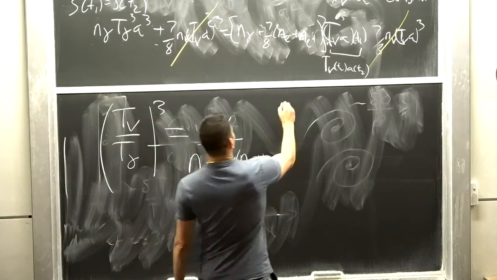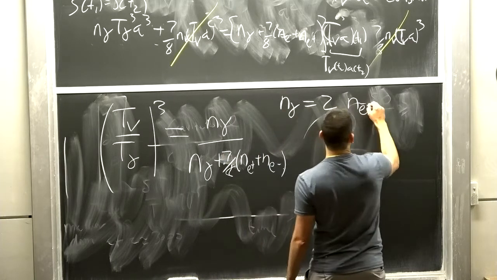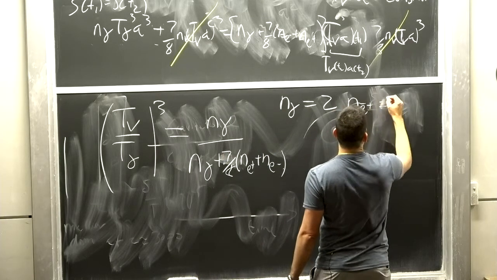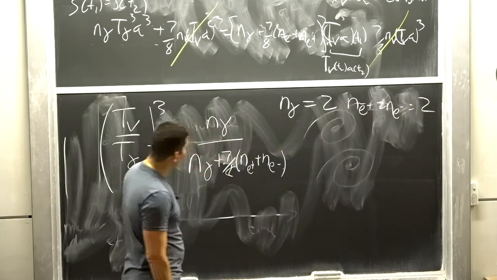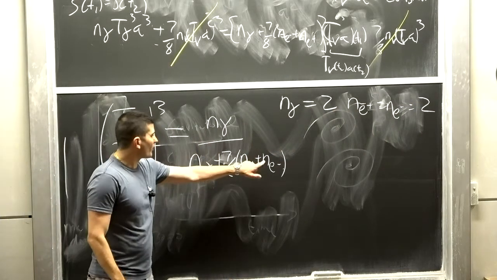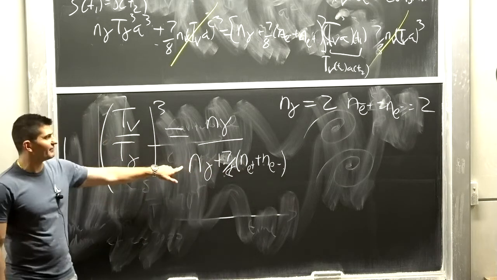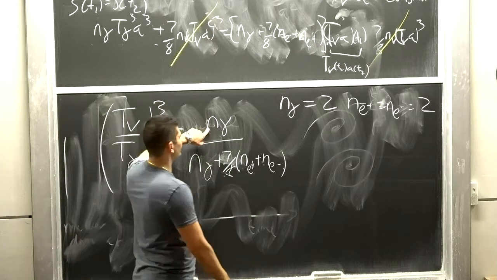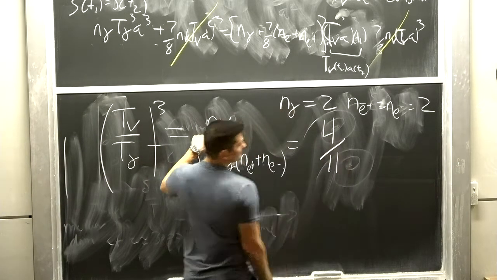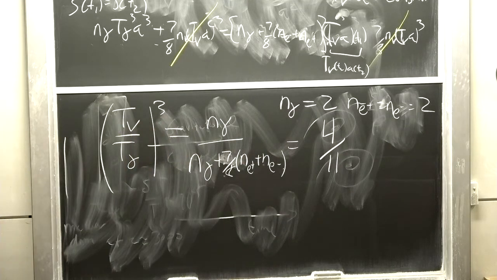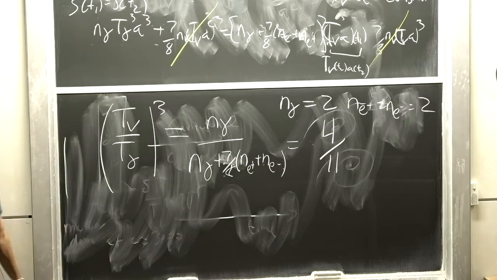So there's 2 helicities of photons. There's 2 helicities of electrons and positrons. So every number here is 2. That makes this 4. That makes this 7 over 2. You add 2 to 7 over 2, you get 11 over 2. You have 2 upstairs, and that gives you 4 over 11. Okay? You'll see this factor floating around if you read enough cosmology papers, and that's where it comes from.